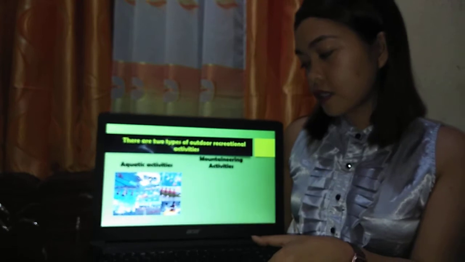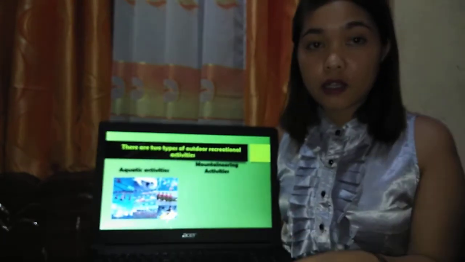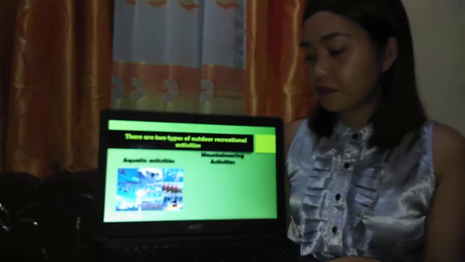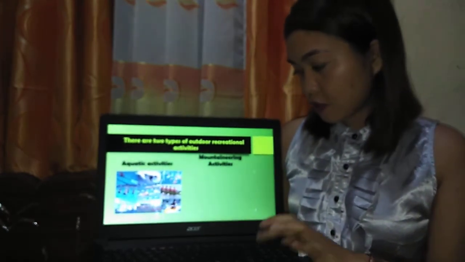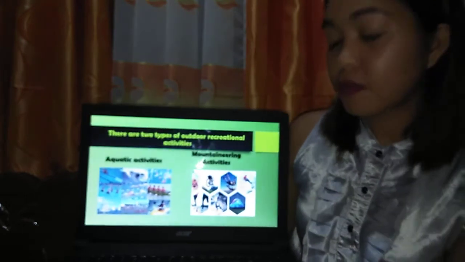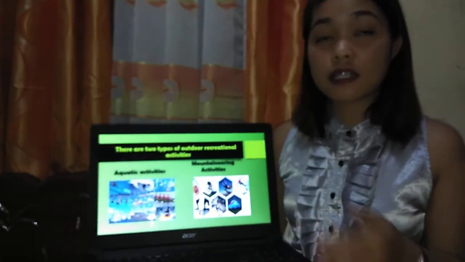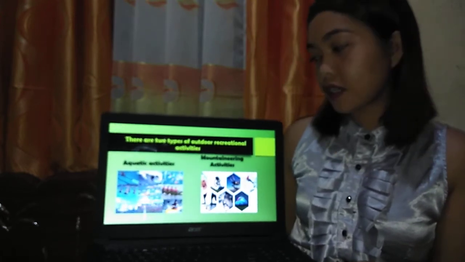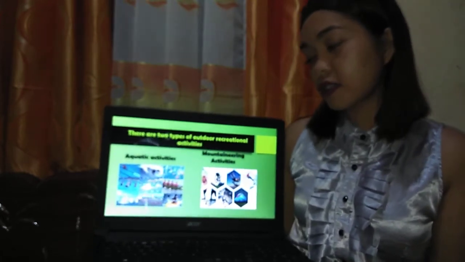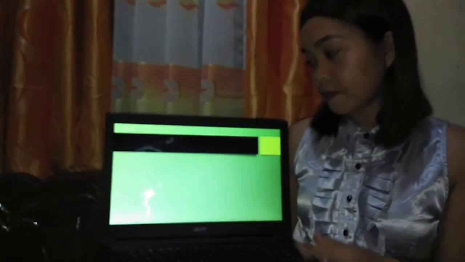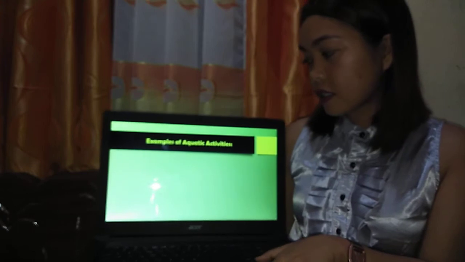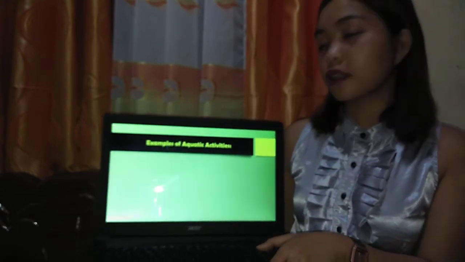The next one is the mountaineering activities. These activities are usually performed in mountains. So, these are the pictures. In the next slide, I will show you the different types or the examples of aquatic activities and mountaineering activities. The first one is the examples of aquatic activities.